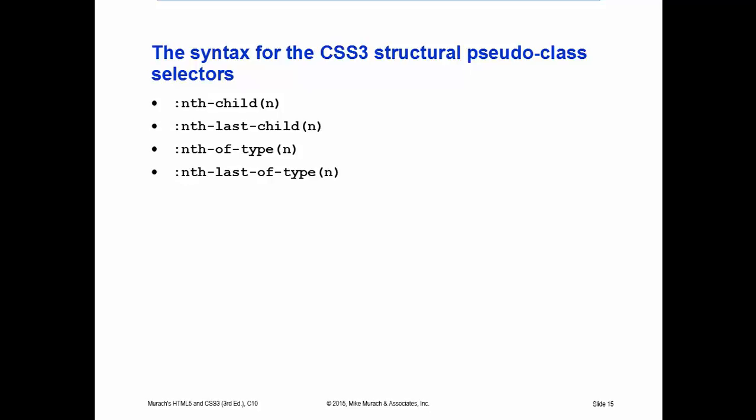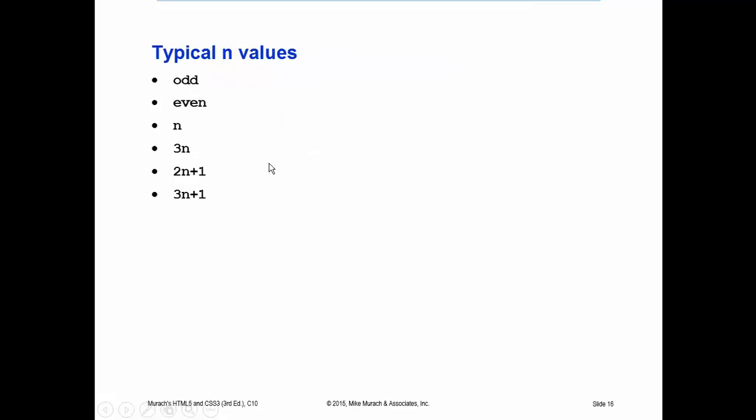I did a presentation for a different class where I went over this stuff, and I think what I'll try to do is find that presentation and put it out here also. The typical values where you see the n in there are shown here. Odd. Now remember, the first number is 0, so 0 is actually considered an odd, which means 1 is an even, 2 is an odd, etc. Even, n for nth child, 2n, which is the same as even, 3n, which is every third element, 2n plus 1, which is the same as odd, and every third child, which is 3n plus 1.